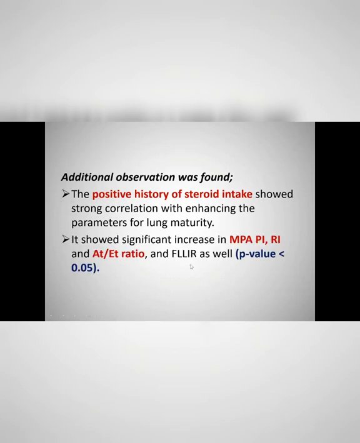And there is a significant increase during taking steroids in the main pulmonary artery PI, RI, and acceleration time to ejection time ratio, and also in the echogenicity of the lung.